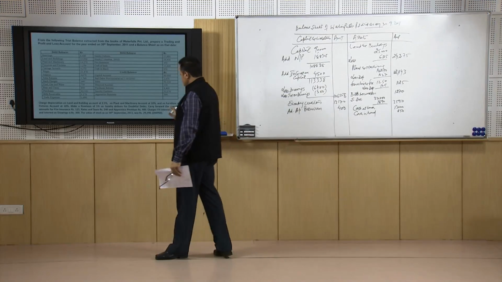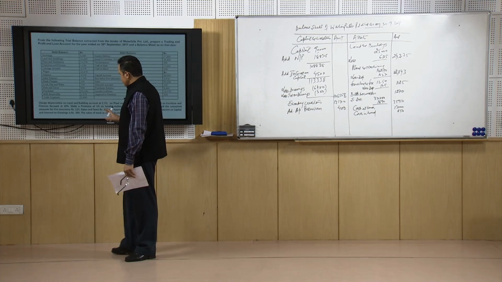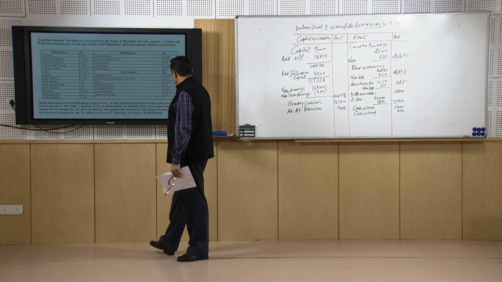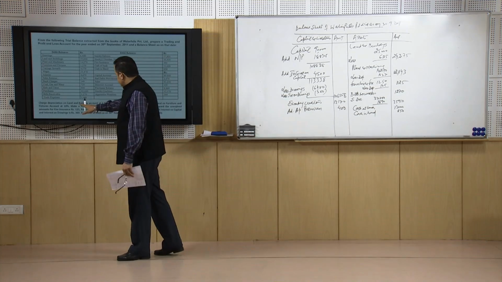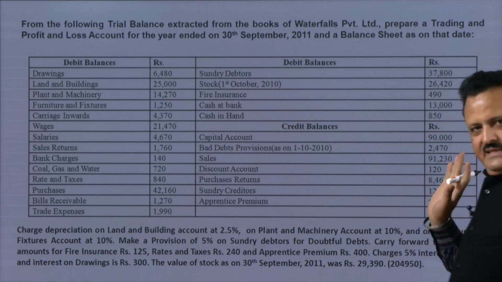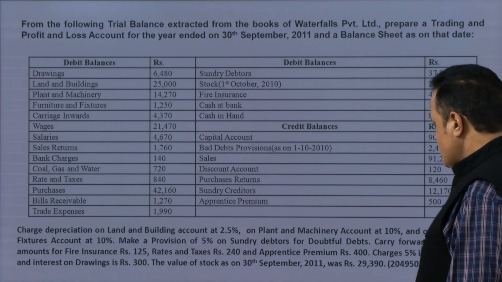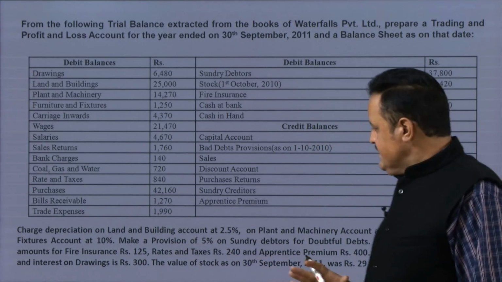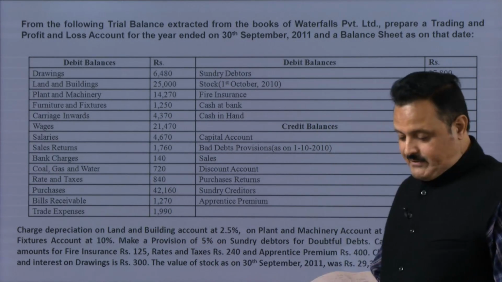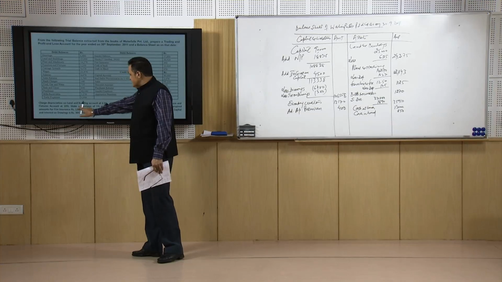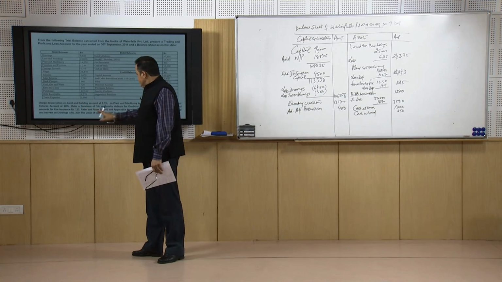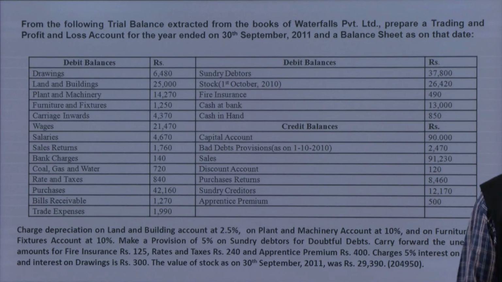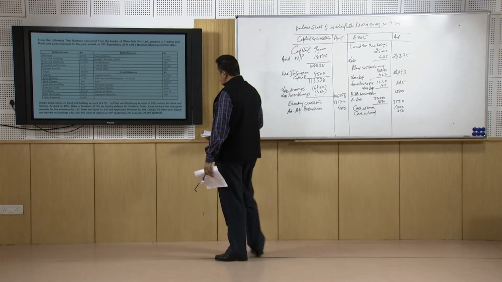Now you check this side, this information also you can check. Depreciation we have taken on land and building, done. Plant and machinery, done. Furniture and fixtures, done. And the provision of 5% on sundry debtors, done there. Then carry forward the unexpired amount of fire insurance 125, we have already taken. Rates and taxes, we have taken one effect of this, but we will take the second effect of it. The apprentice premium we have taken already, the second effect also we have shown here, so done.